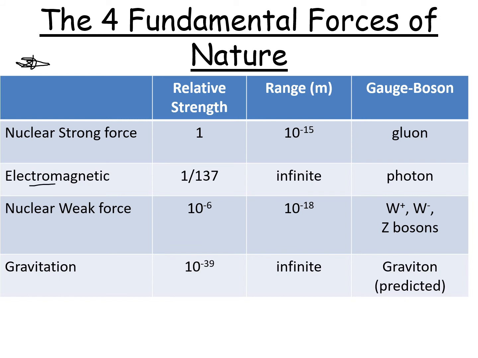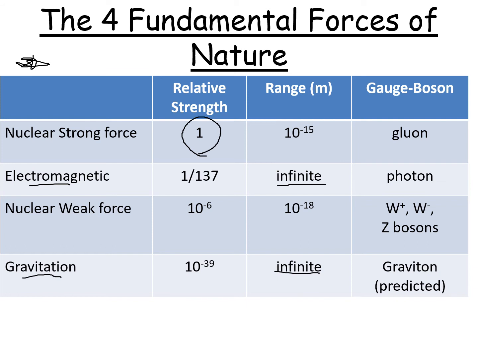Now, the electromagnetic and the gravitational force, we've studied quite a lot in terms of G fields and E fields. And you can see that the range of these is technically infinite. So they go on for infinity. The strength of these now, how did we get the strengths? Well, first of all, if we look at the nuclear strong force, this has a relative strength of 1.